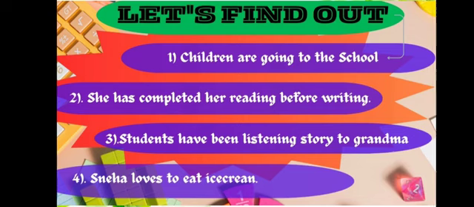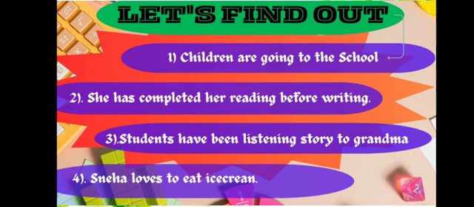Similarly, we have the second example. See what tense it is. She has completed her reading before writing. So here we have the subject, has is used, completed her reading. As I have mentioned earlier, if an action has already happened in the past moment, then it will fall in what tense? It will fall in present perfect tense. Yes, very good. Now we'll move on to the next example.